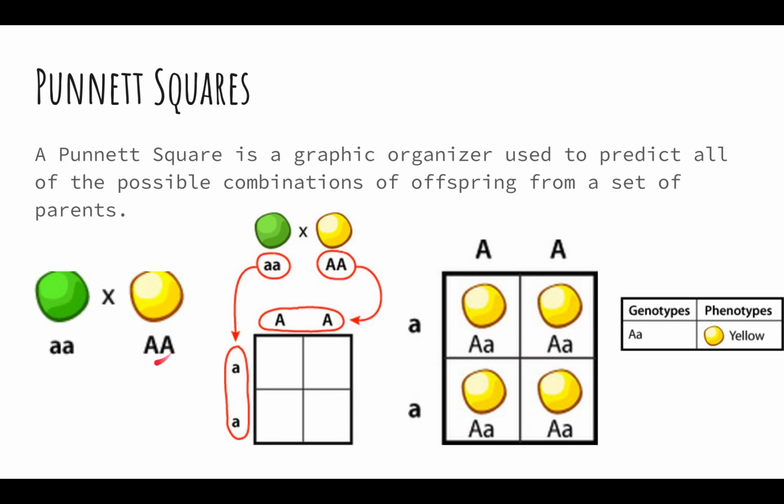If this one was heterozygous dominant, it'd be a little more interesting. But this is just a very simple explanation of how to use a Punnett square. They get much more complicated. We'll see a few throughout this note-taking method.